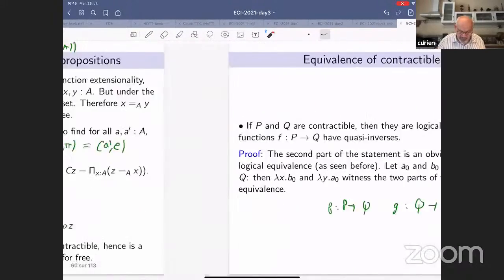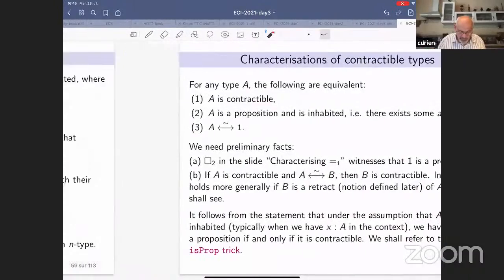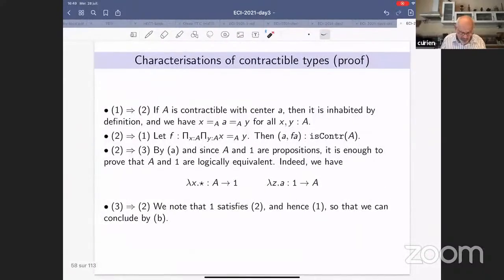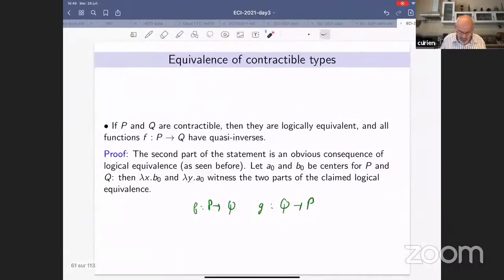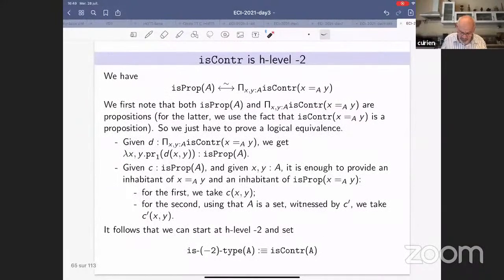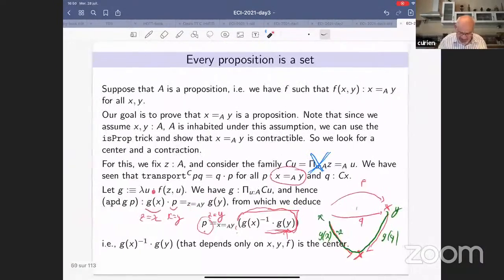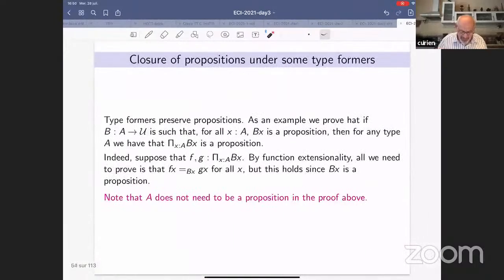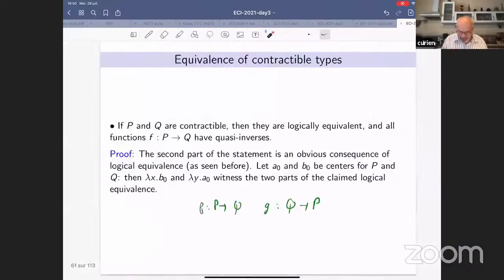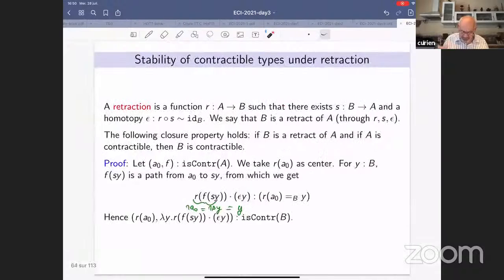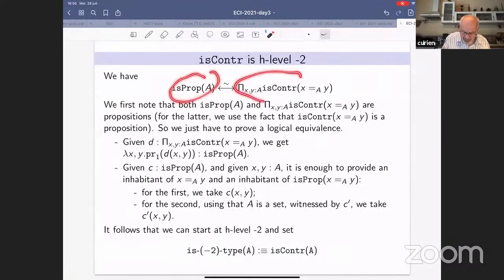Okay, but we also have shown, did we show this? We have that contractible types are stable under. No, okay, but I will state it. So yes, we know that this guy is a proposition, and we have shown that propositions are stable under the pi construction. So let me go back just to make sure that I'm not cheating with you. Closure of propositions under some type former. So we already proved exactly that if each B x is a proposition, then the product over x of B x is a proposition. So we know without any cheating that both types are propositions. This is good.